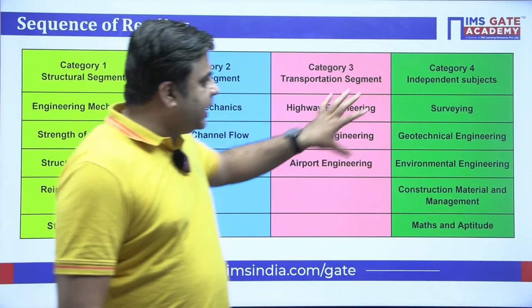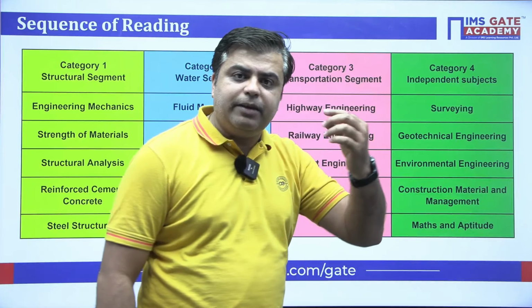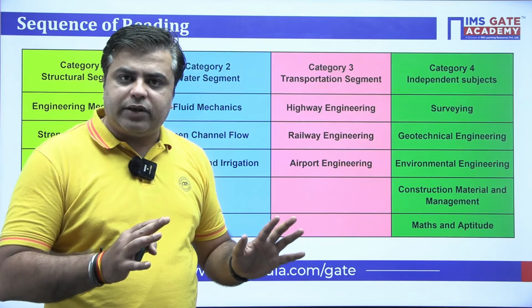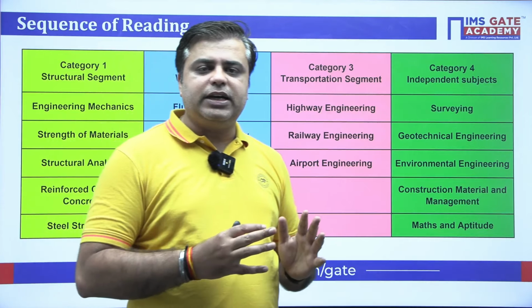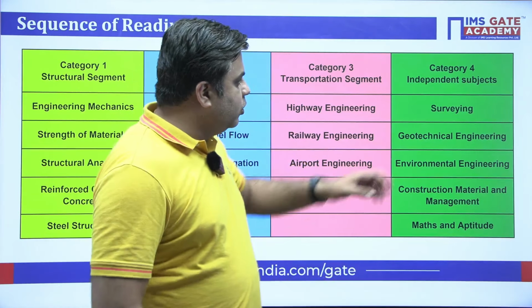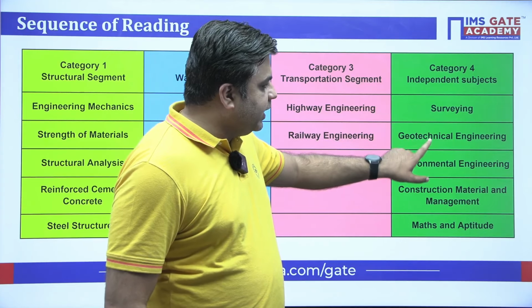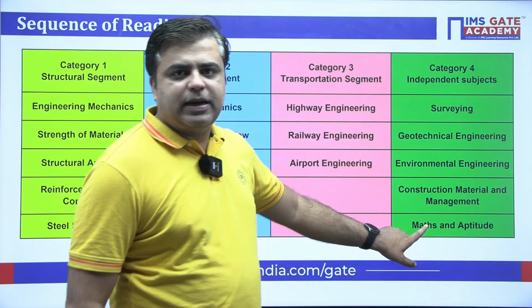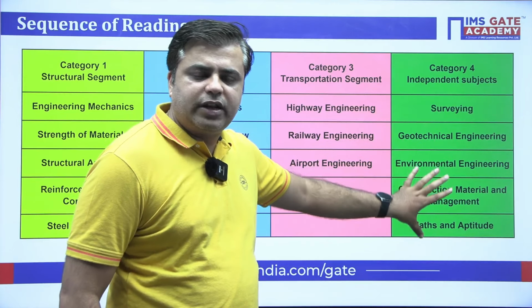Now the fourth category is the independent subjects, which can be read without any pre-reading; no basics are required. You can just directly take up that subject and it can be read as a whole. Those subjects include surveying, geotechnical engineering, environmental engineering, construction material management and maths and aptitude. Obviously this segment does not require anything.